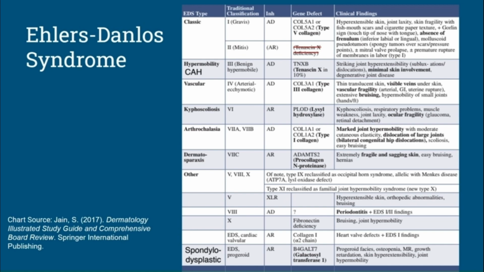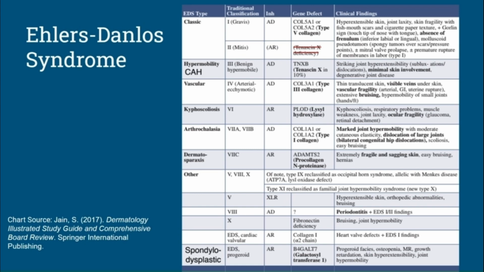Hypermobility type here is due to the tenascin X mutation most often, but can also be associated with others, and can have the striking joint hyperextensibility with minimal skin involvement. Autosomal dominant is what's considered. Vascular type, the most important type out of these, due to a mutation that's autosomal dominant collagen 3A, most likely. Visible veins, vascular fragility, easy bruising, maybe some hypermobility, but these ones are going to rupture their large named vessels if they get hit too hard or if they're not monitored carefully enough.